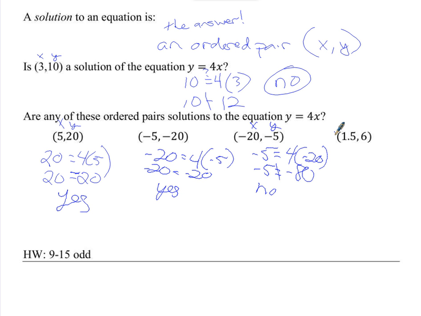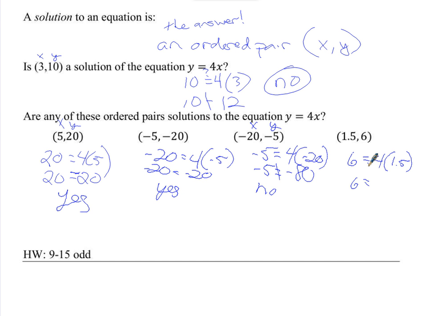Freak out because there's a decimal. 6 equals 4 times 1.5. So 6 equals, it is 6. Did you need to reach for a calculator for that one? You don't have to. Do you know what 15 times 4 is?